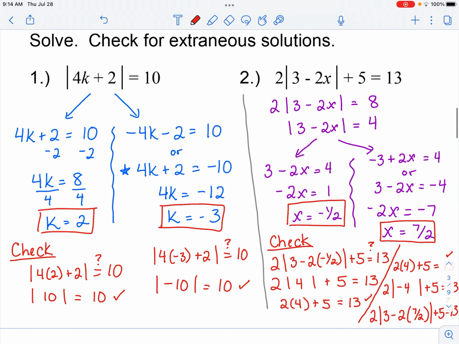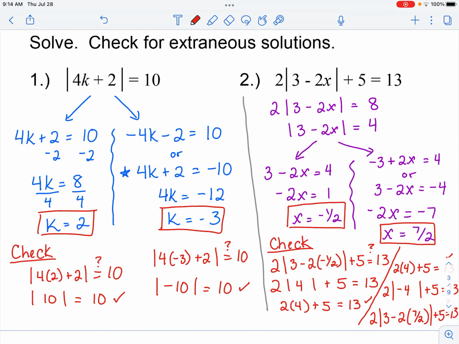All right, so if I zoom back out, there are the first two problems. In the next video, I will solve the next two.